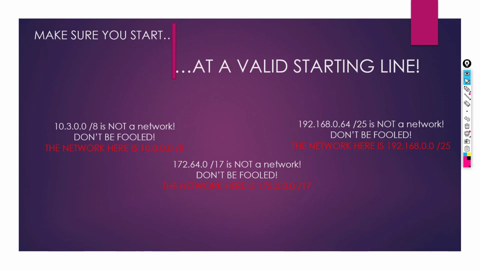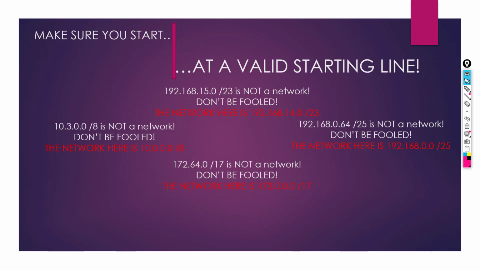172.64.0.17, that's not a network. The network's actually 172.0.0.0. Again, the 17th bit is a range of 128, so it must start on the 2nd octet at either 0 or 128. One like this one can really get you.